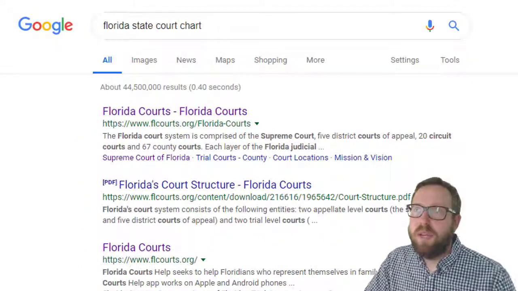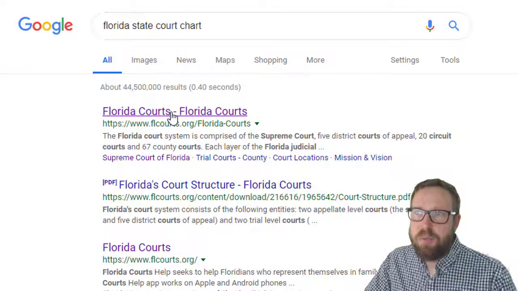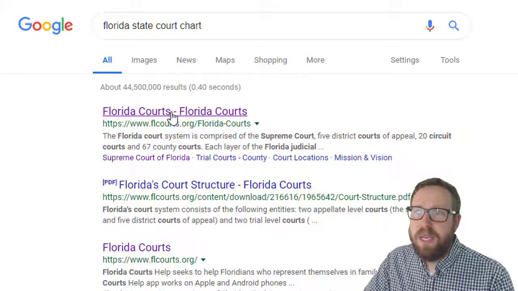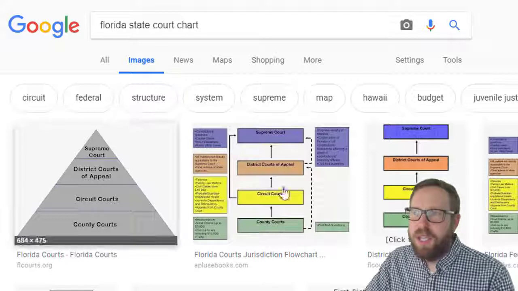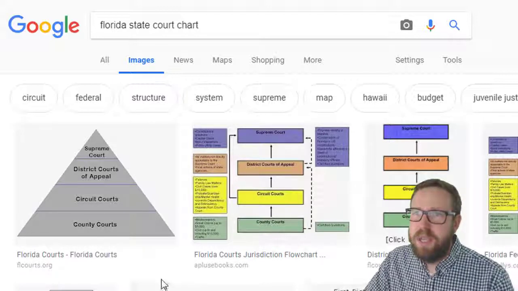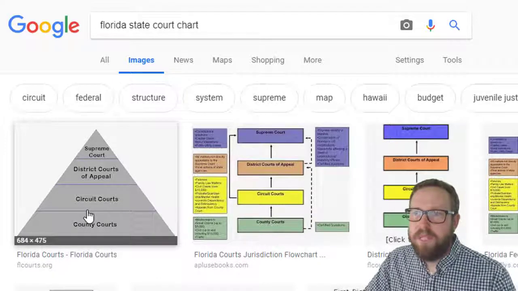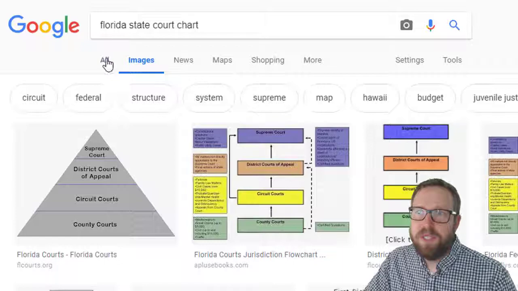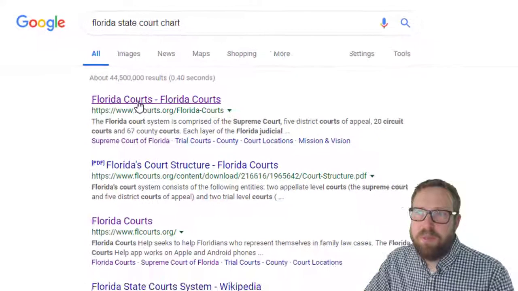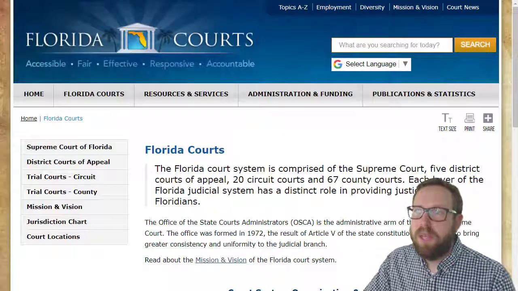Now, I Googled here Florida State Court Chart, and the first thing that came up was this official website for the Florida State Courts. And that's actually a great website. We're going to go there in just a second. If you click on images, you get a whole lot of different charts. This one here is a comprehensive one, and so is this one next to it. These are both actually from Florida's official website, which, like I said, is this first one that comes up here. So we're going to go right to that.